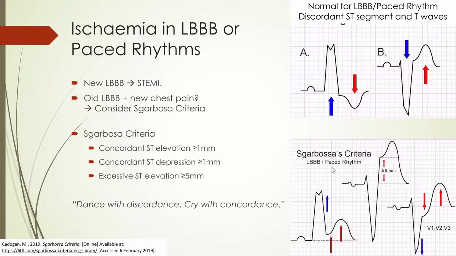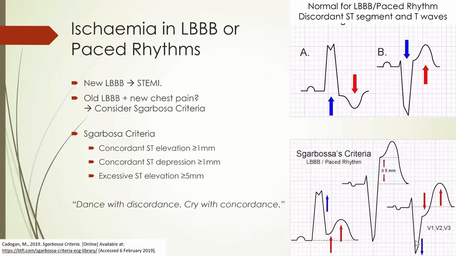The Scarbosa criteria tell us to be more concerned when there are concordant changes. So down here we have an example. The QRS complex is upright. The ST segment is also upright or elevated. There's ST elevation next to an upright QRS complex. And the T wave is also upright. So these are concordant changes. That's not expected with a left bundle branch block. That suggests ischemia.